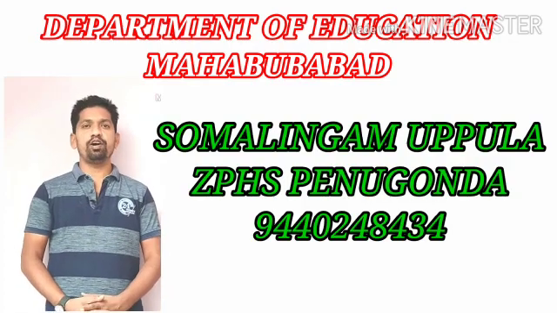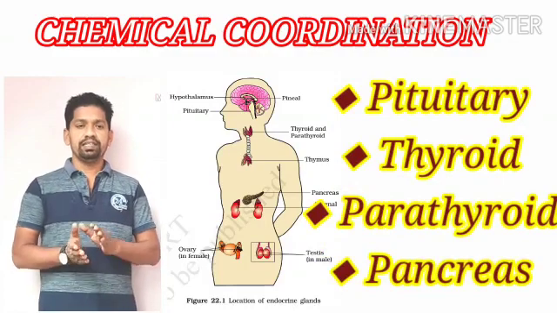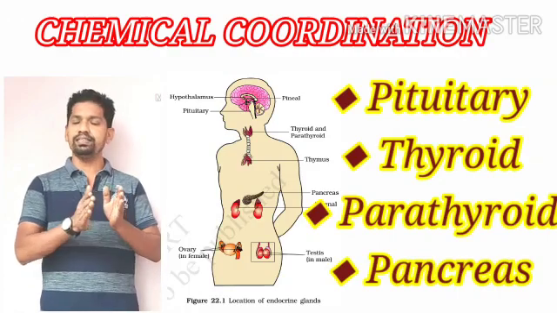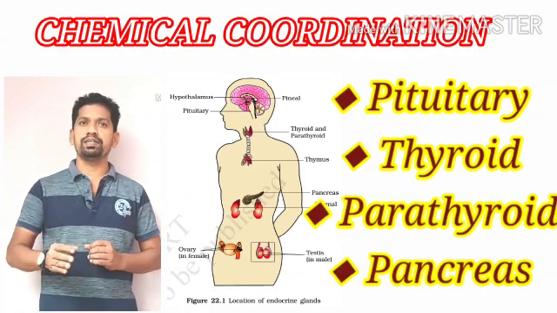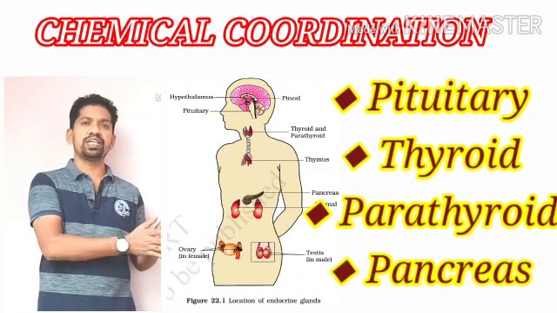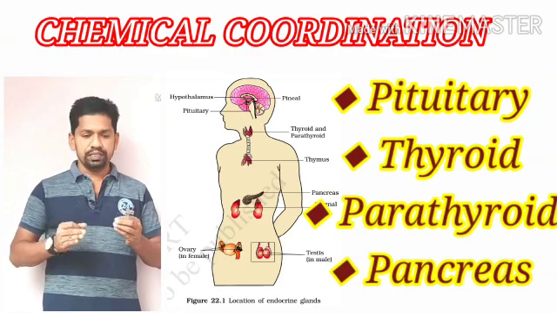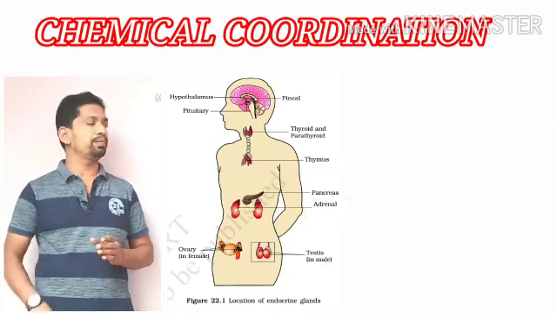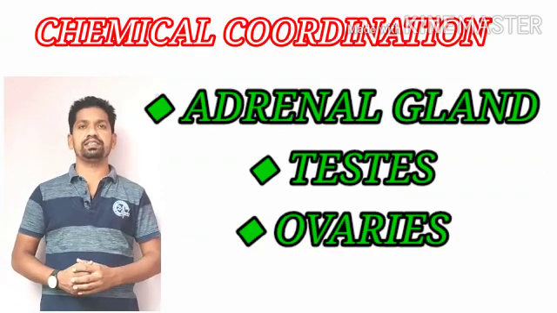Today, our topic is the third part of the endocrine system. In the previous videos, we discussed the importance and structure of different types of endocrine glands like the pituitary gland, thyroid gland, parathyroid gland, and pancreas thoroughly. So as a part of the endocrine system, in this video we are going to discuss three more important endocrine glands. They are the adrenal gland, testes and ovaries.